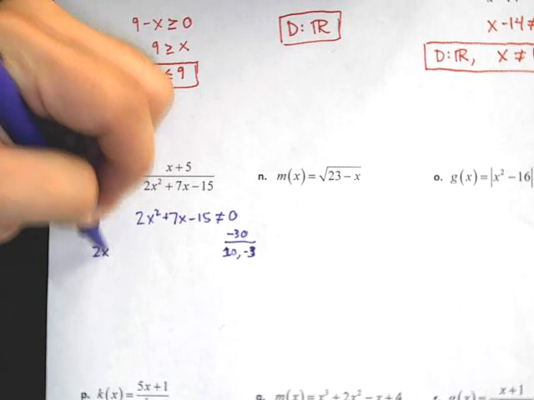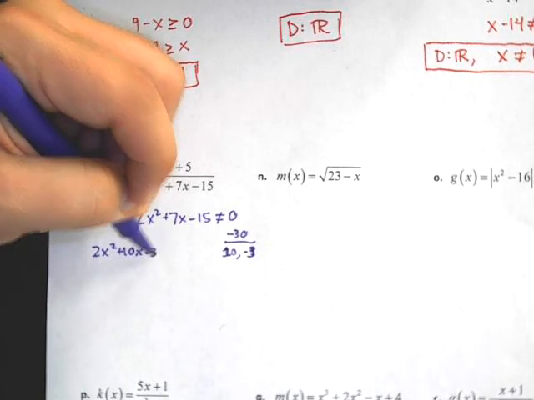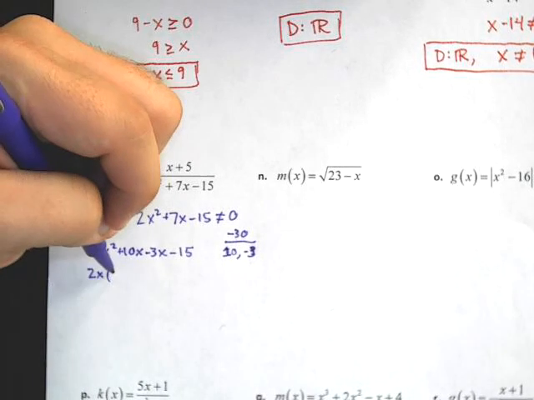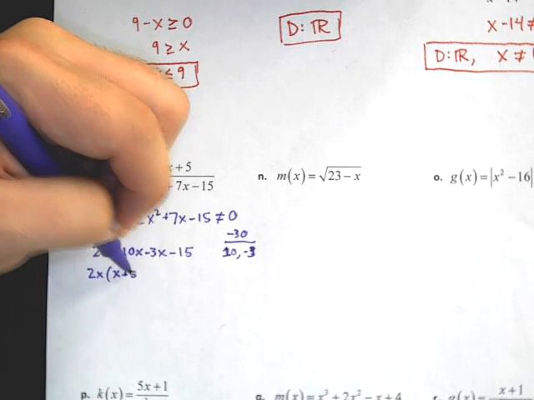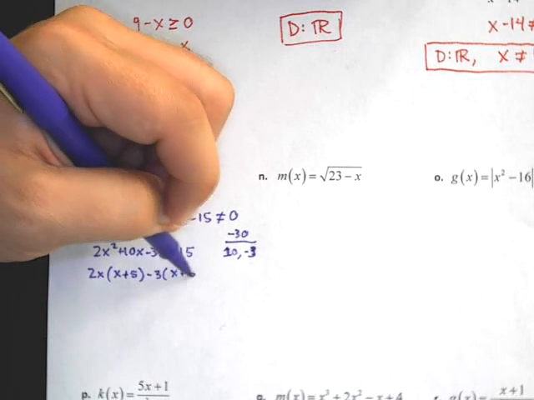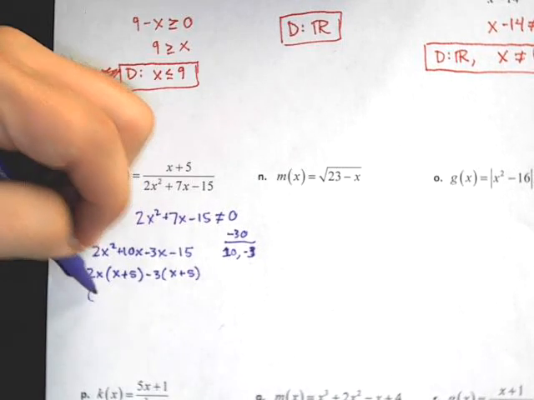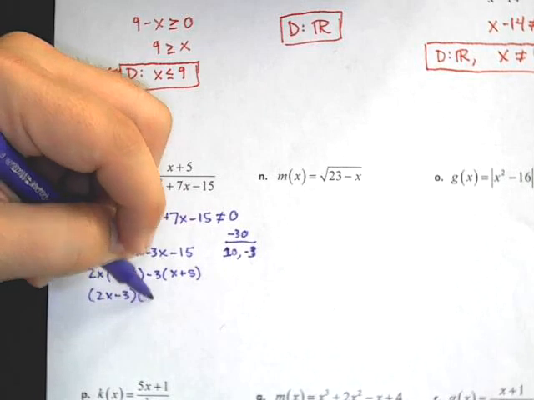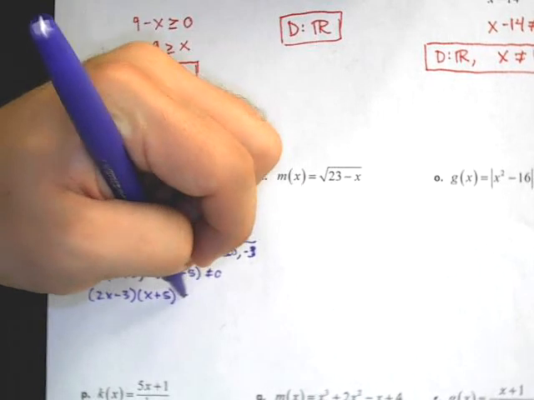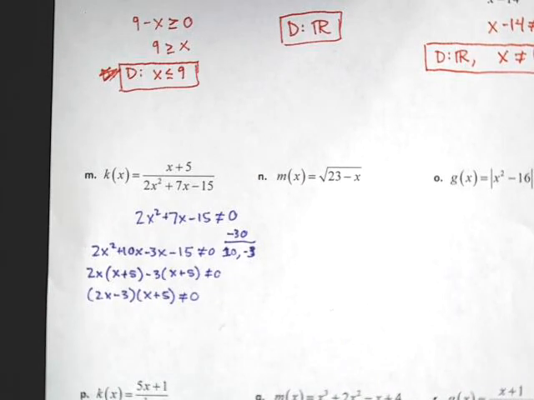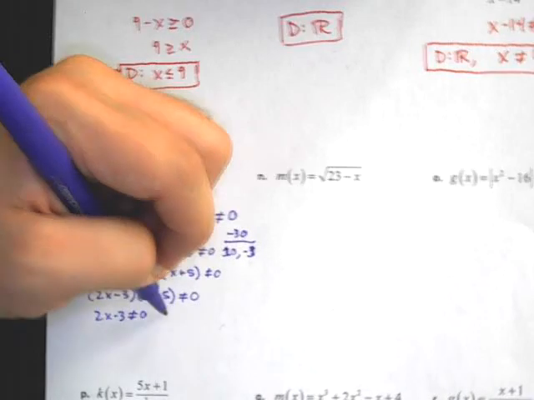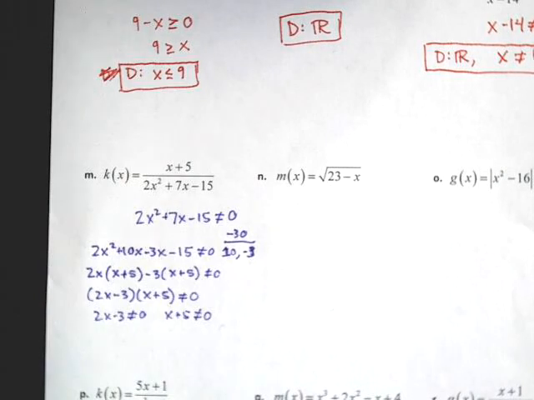So, 2x squared plus 10x minus 3x minus 15. I can factor out a 2x from the first two terms, which leaves me with x plus 5. And I can factor out a 3, which leaves me with x plus 5. So I know that I have 2x minus 3, x plus 5. And again, my bad, I should have been writing this, cannot equal 0. So now I use the zero product property, basically. I say 2x minus 3 cannot equal 0, and x plus 5 cannot equal 0.